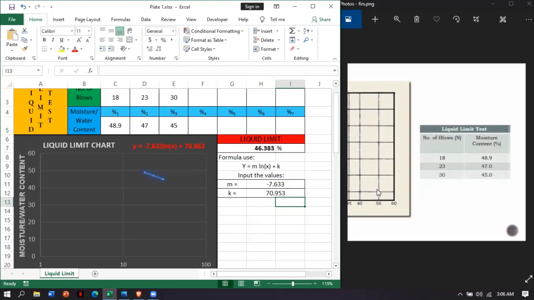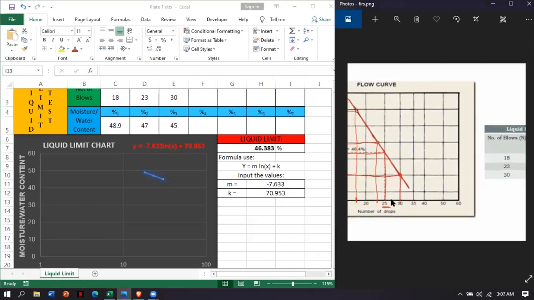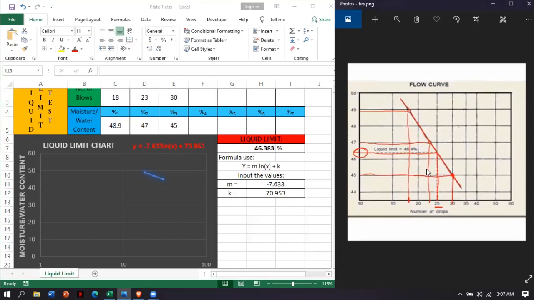As you can see, our liquid limit is 46.383%. If we compare to the problem, the liquid limit is obtained by joining these two points, the number of blows, where it intersects with this line at the percentage of 46.4. As you can see, the values are quite close to each other.